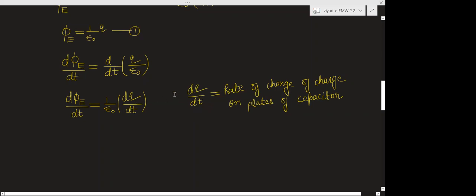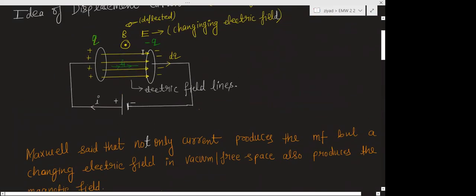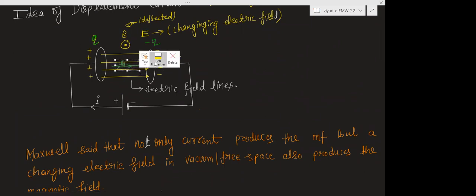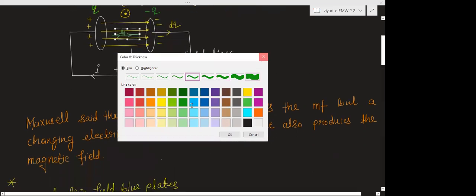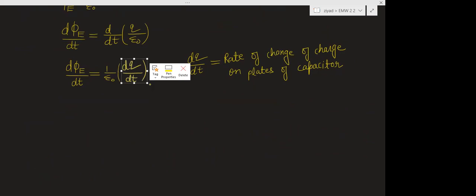And basically, why are we getting the displacement current? Due to the rate of change of charge on the plates of the capacitor. Due to the change in the charge on the plates of the capacitor, there will be a changing electric field, and due to that changing electric field or electric flux, we are getting the displacement current. So dq by dt is basically the displacement current. So displacement current will be, from this equation, epsilon naught d phi E by dt.